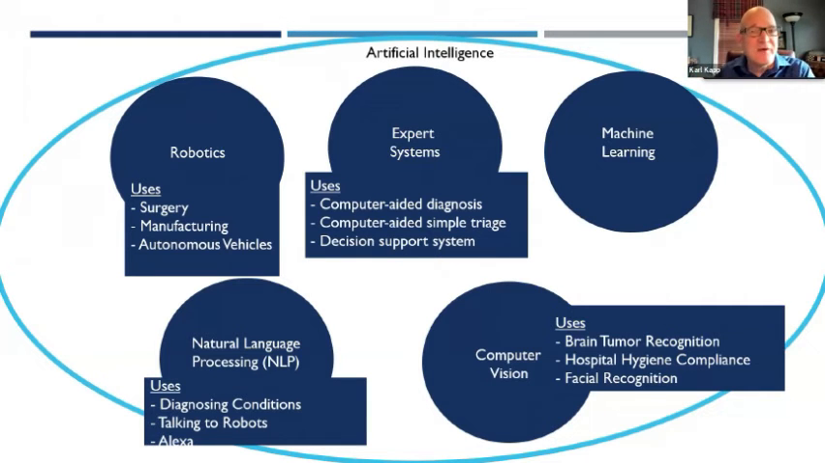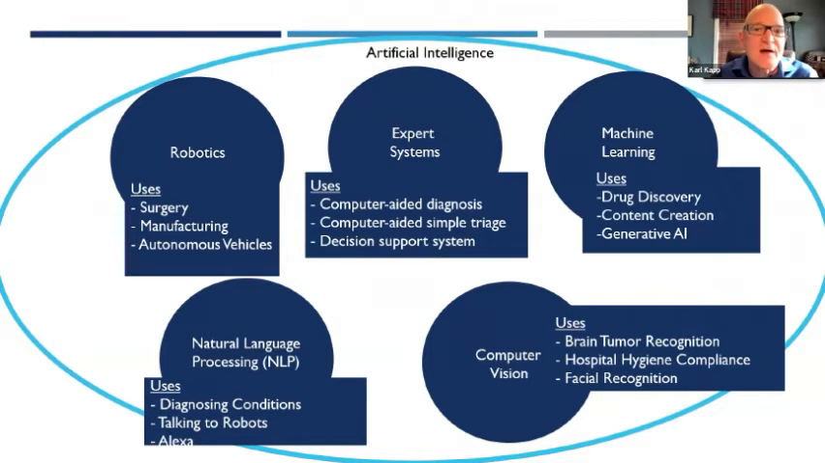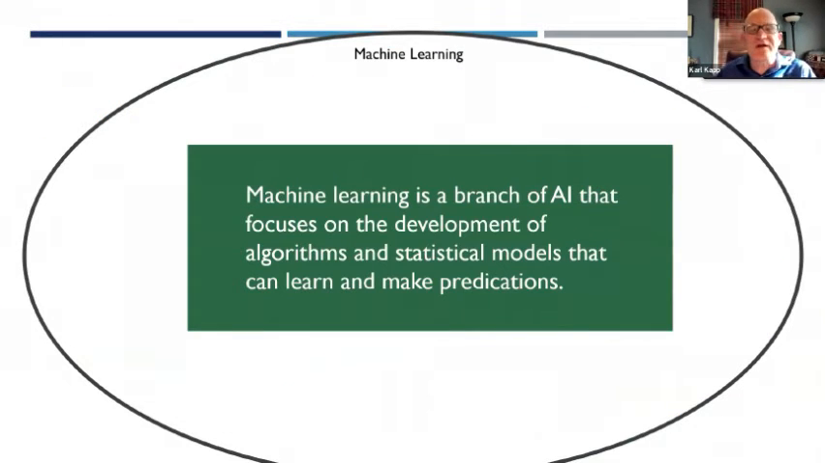Now, the last element I saved here, and we're going to drill down into it, is machine learning. So machine learning is a subset of artificial intelligence. And machine learning is used in drug discovery, like let's figure out these different drugs, content creation, and of course, generative AI. So what is machine learning? Well, machine learning is a branch of AI, so it's a subset of artificial intelligence that focuses on the development of algorithms and statistical models to make predictions. So when you think about generative AI and it gives you information, gives you a sentence, it's predicting the next word in the sentence. That's machine learning.